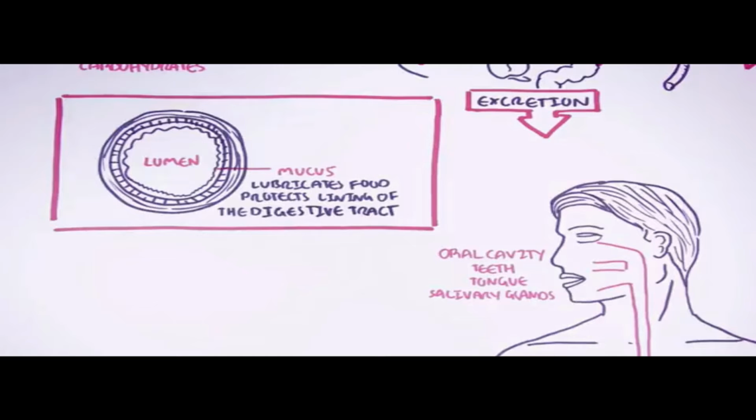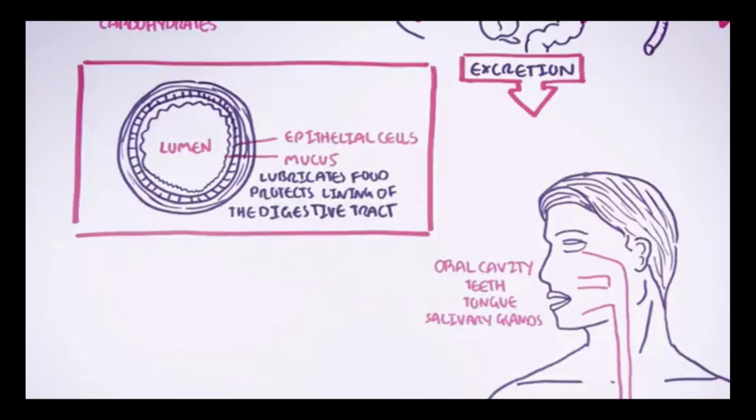So the digestive tract is composed of the oral cavity, teeth, tongue, and salivary gland. It is important to have teeth to break the food, or being masticated in the mouth, and your tongue pushes it inwards. The salivary gland softens the food, and it goes down the esophagus and to the stomach. The lumen of the digestive tract is lined by mucus.